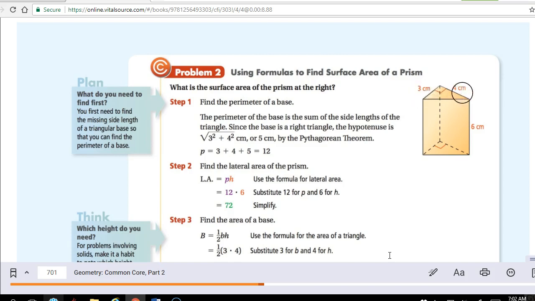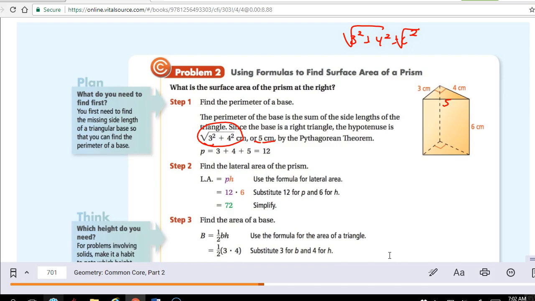Now I know that side's 3 and that side's 4, so since that's a right angle there, we can use the Pythagorean theorem to say 3 squared plus 4 squared equals c squared. And then to take the square root, it would be the square root of 3 squared plus 4 squared, which does end up being 5. So this ends up being 5 right here. So that would be the first step if it was not already given to you.